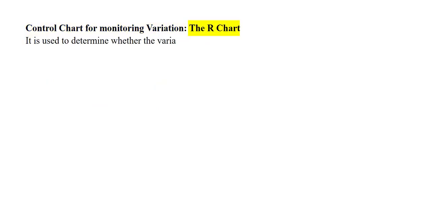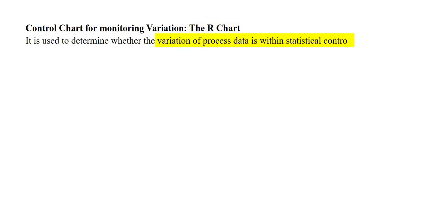Next, we'll talk about the control chart for monitoring variation. In this case, we'll talk about the R chart. This is used to determine whether the variation of process data is within statistical control.